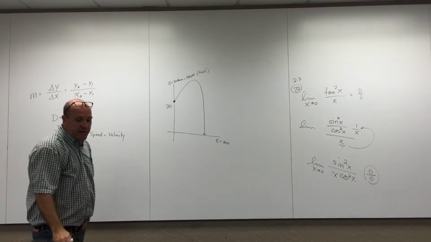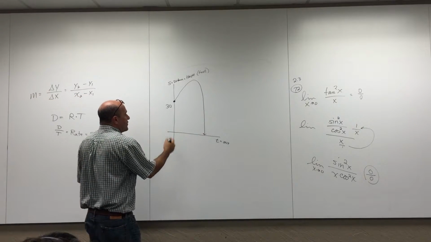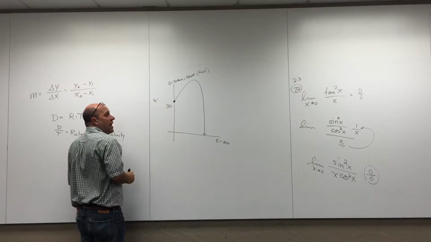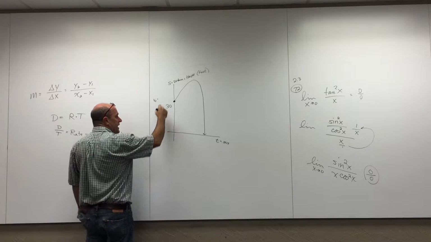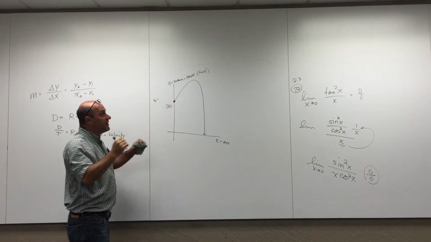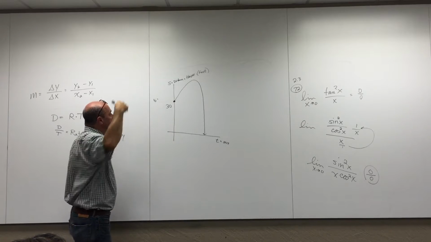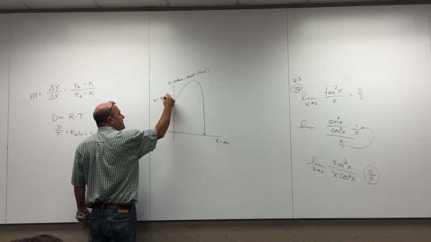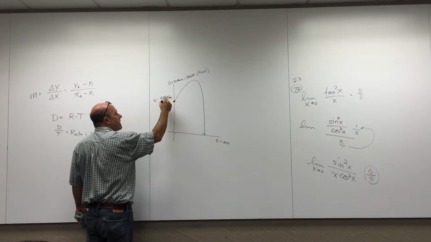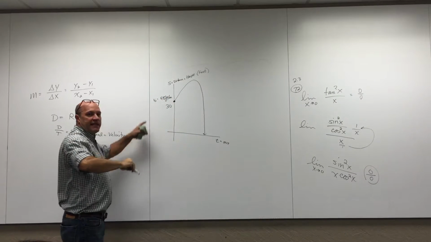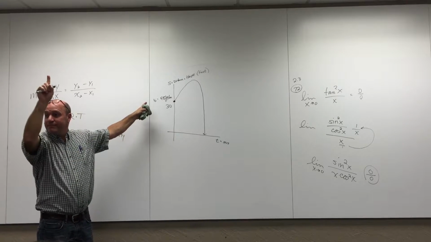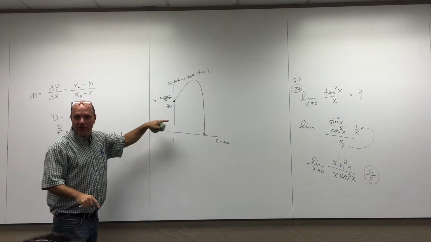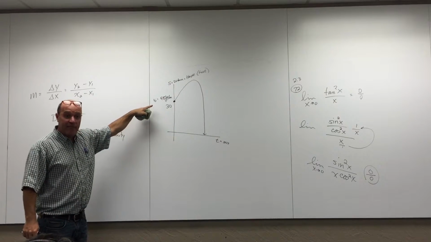I do have to tell you how fast I threw it. Let's say I threw it with an initial velocity of, I'm just making this up, I throw it pretty hard, but it is just a tennis ball, 48 feet per second. Hey, that is positive, which means I threw it up. It goes up, it comes down, right? It started at 30. Initially, it had a positive velocity.